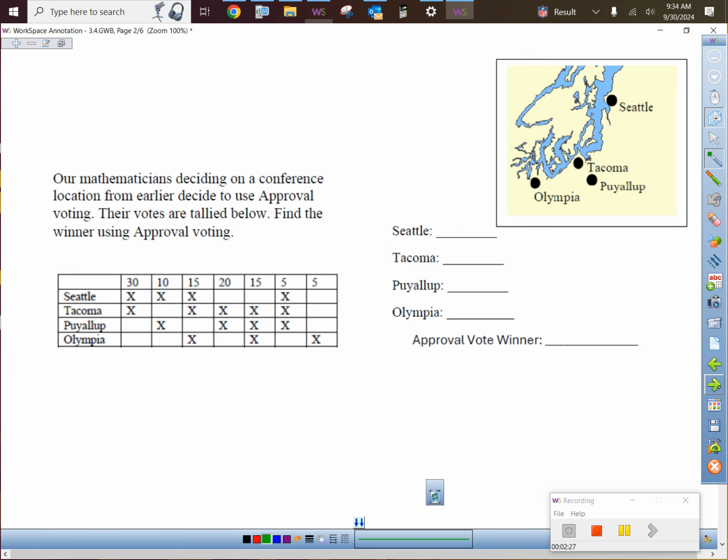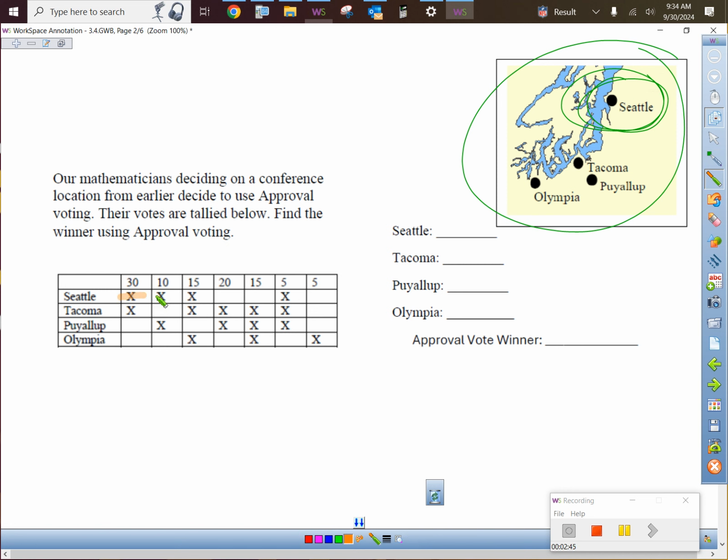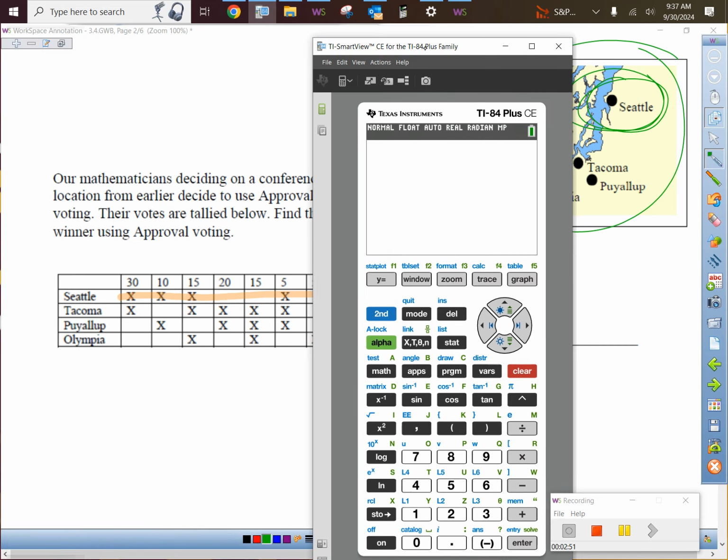Remember these people that wanted to have a conference and they had to vote on their favorite city that they wanted to do it in? Seattle had a bunch of votes because it's the most populous city. It's got so many people, but it's so far away. Let's see if they just did approval voting. How many people approved of Seattle? So we're just going to add everybody up in the Seattle row.